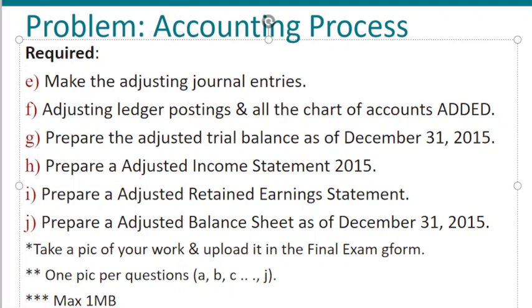Okay? You can do that in so many ways. And with a maximum of 1 megabyte per picture. Maximum. Don't target 1 megabyte. You can do it 5 kilobytes. The smaller the megabytes or the kilobytes, the better because it is faster to upload the pictures.